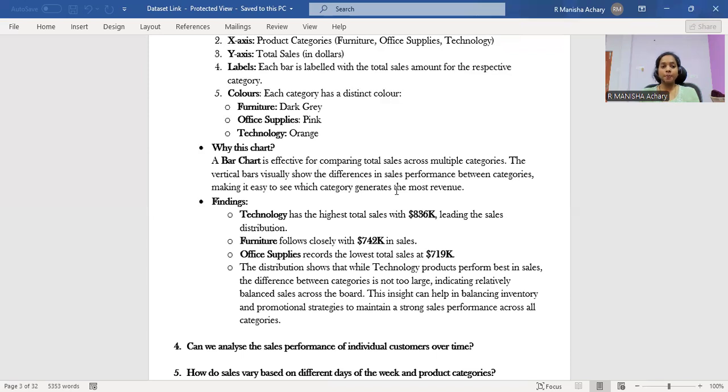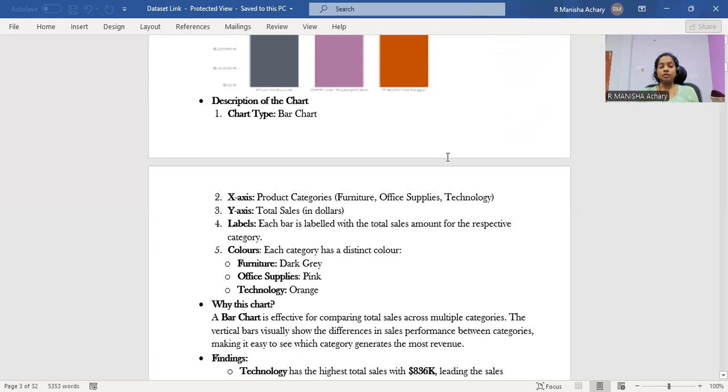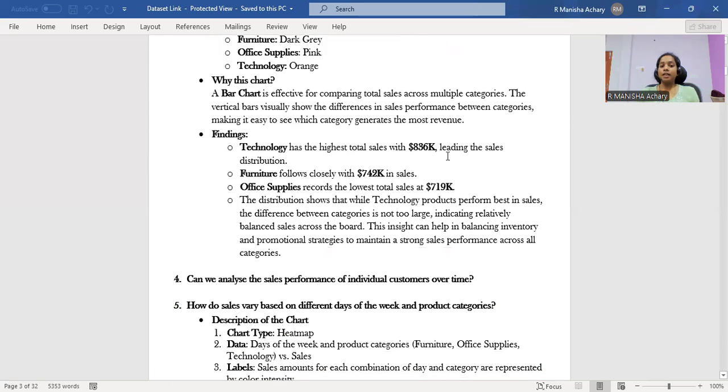the most revenue. From this chart, I have found the insight that technology has the highest total sales at approximately 836K dollars, leading the sales distribution. Next, furniture follows closely with 742K dollars. Next, office supplies records the lowest at 719K.